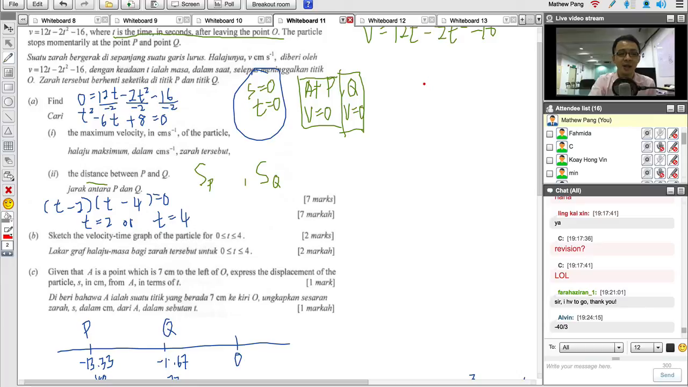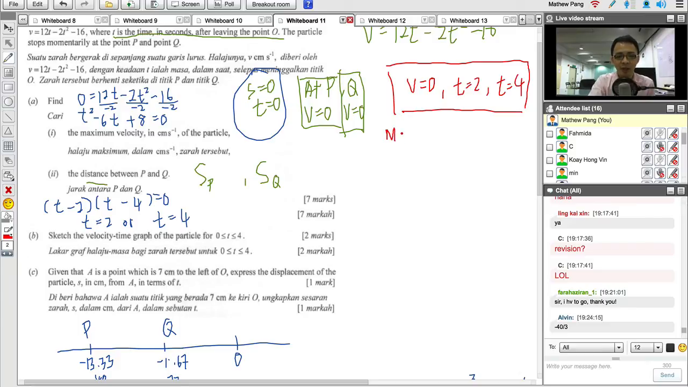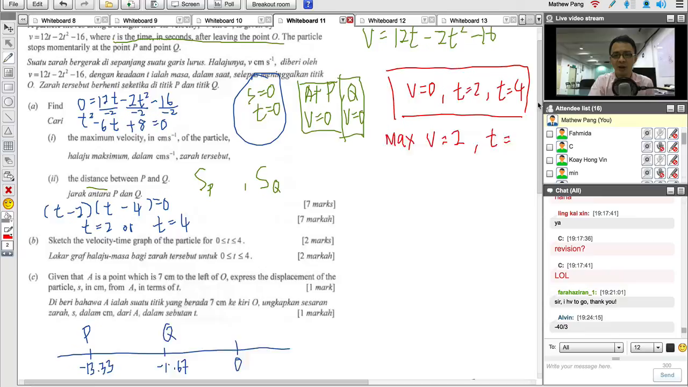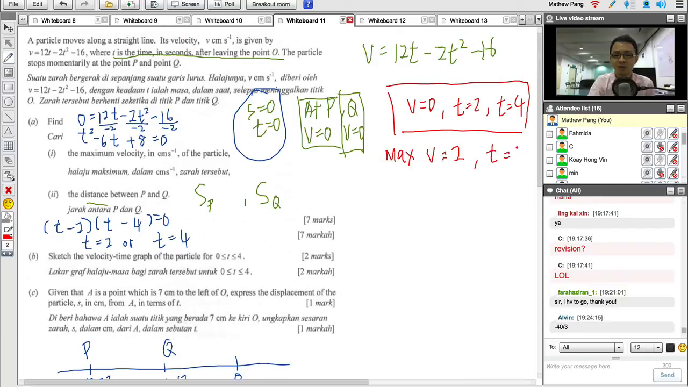So first thing is I know v will equal 0 when t equals 2 or t equals 4. Okay, first information I have. And then just now I got my maximum velocity. My maximum velocity will equal 2 when time equals, let me see, I forgot about the time already, time equals 3. Alright, this information is enough for me to sketch already.